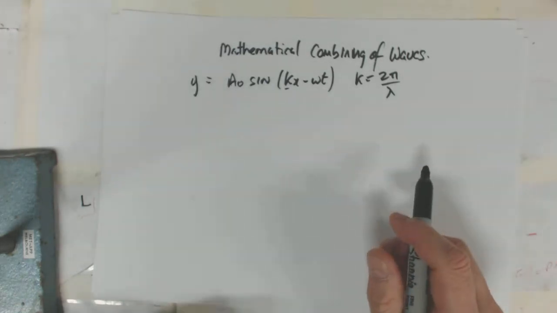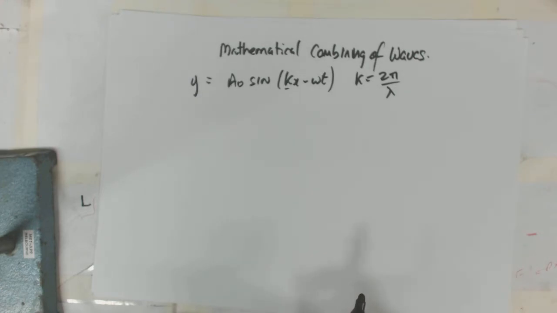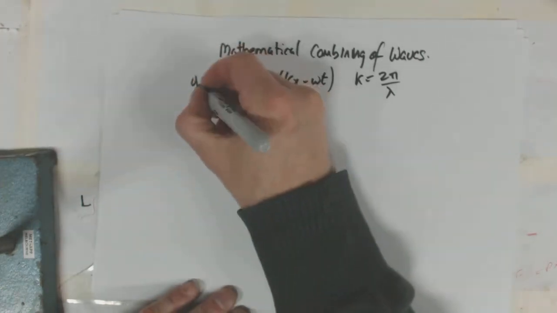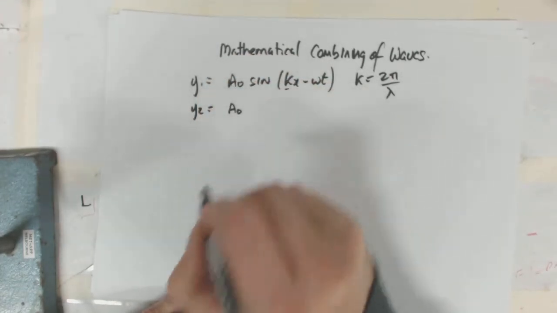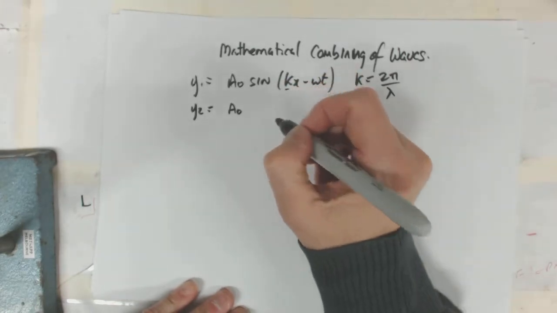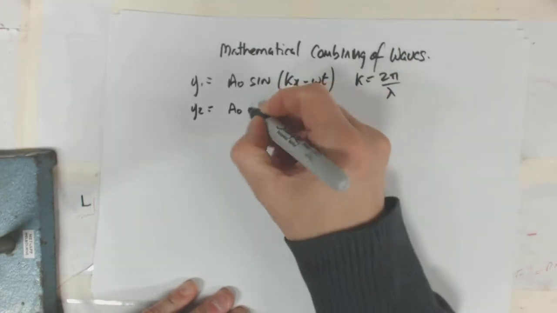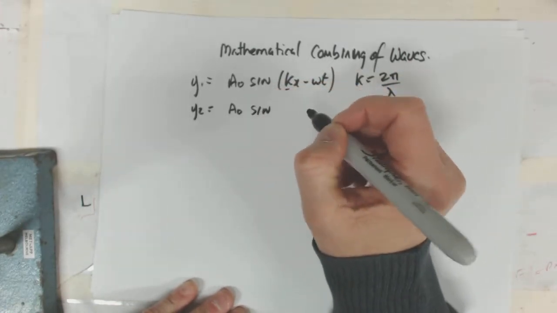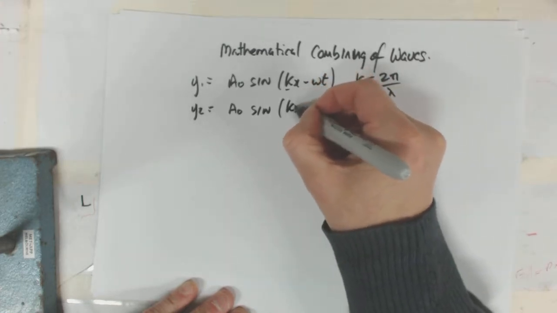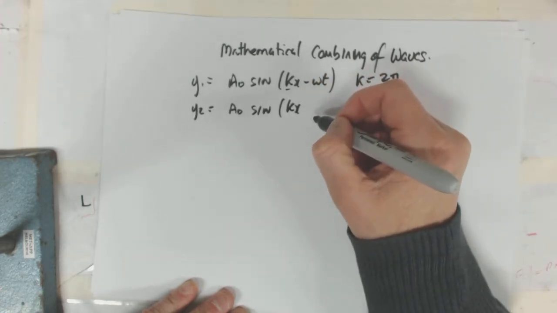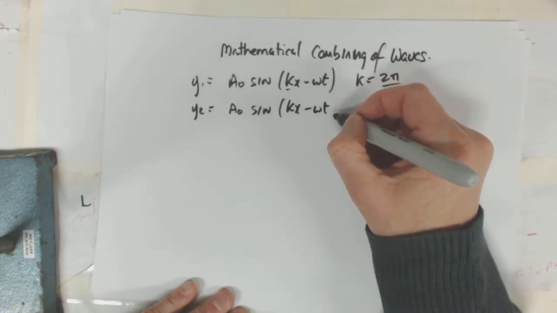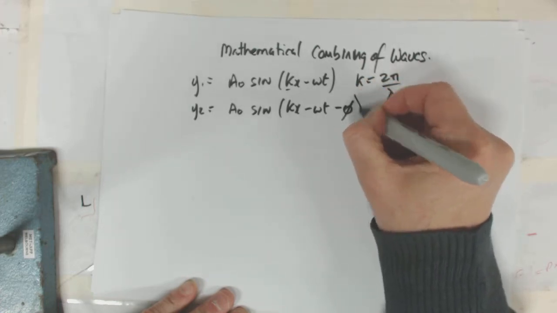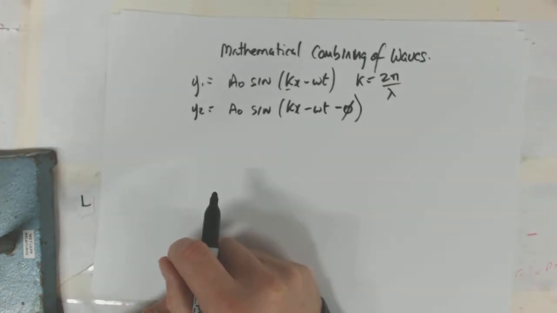So if we're going to actually combine constructively two waves with the same frequency, we could call this one y1 and we'll call this one y2. We can give them the same amplitude, same frequency, same wave number, so therefore same speed. But we've just got a phase difference with them. We'll call that phase difference theta.